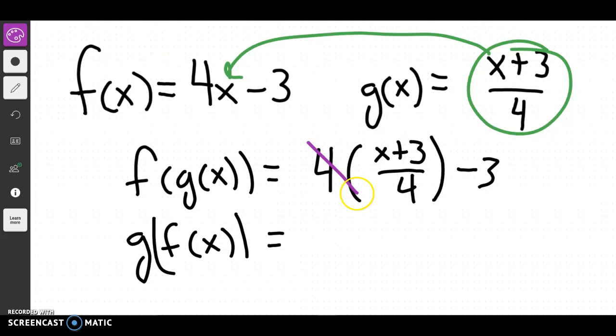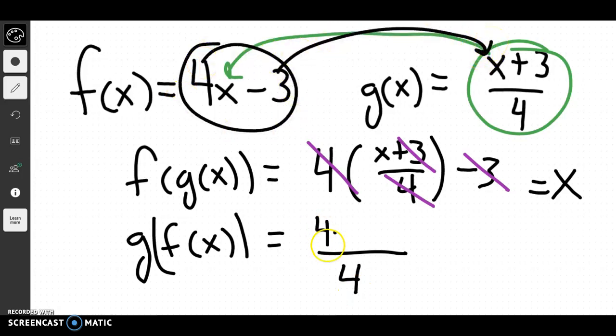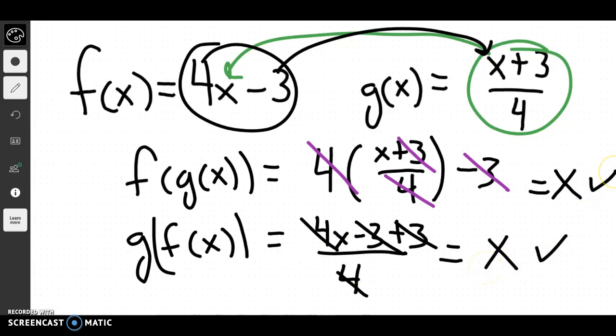Again, we can see what's going to happen. Those 4's are going to cancel. Those 3's are going to cancel. And it does work out. If we do the other way around, we would have this going into here. So that would be 4x minus 3 plus 3 over 4. Those would cancel, and I would get x. So again, you're just trying to check to see if this inside actually does equal x, and it does, because the functions canceled with each other, and we just got our inside value.